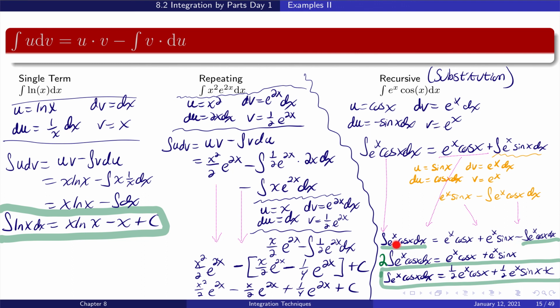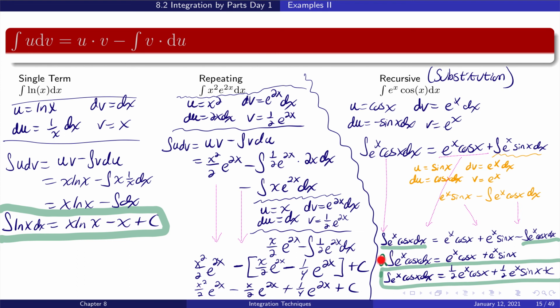And if you notice, the original question is now appearing on the right side. So what we're going to do is take this right side and move it to the left side, which means I have two of these now. So the trick with recursive, or when you see two functions that aren't going to disappear through derivatives, is try and get the original question in the answer and then move that question to the other side.